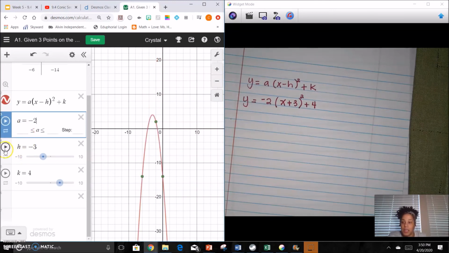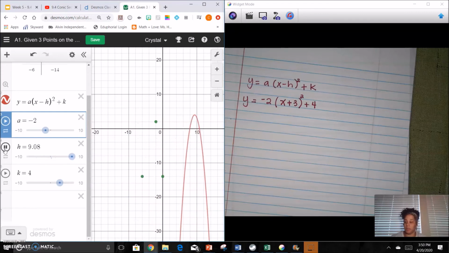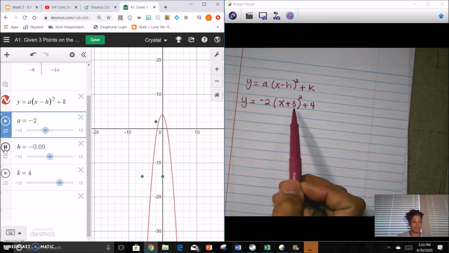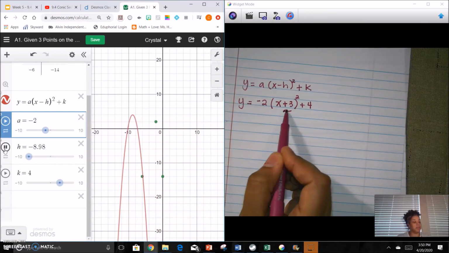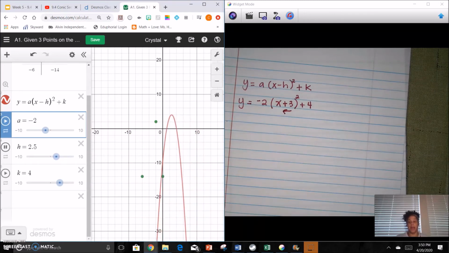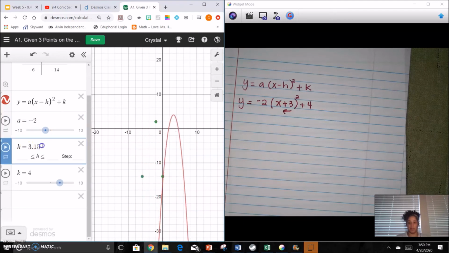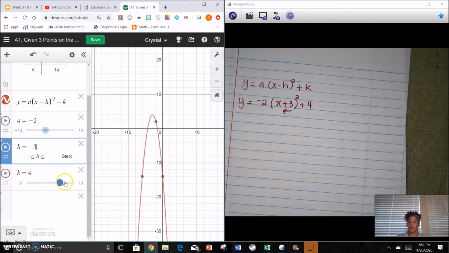Okay, the H, look what H does. I'm going to press play. It moves left and right when you change the value of H. If you change H to negative, it moves to the left. If you change H to positive, it moves to the right. Okay, but if you look in your equation and you have a +3, you might be thinking that this is going to move to the right, but no, a +3 means it's going to move to the left, because remember, you have to flip the signs when you're writing it out as H equals, when you're taking that value out. All right, so I'm going to stop this, and then I'm going to change this back to a -3. And then look what happens when you change K.